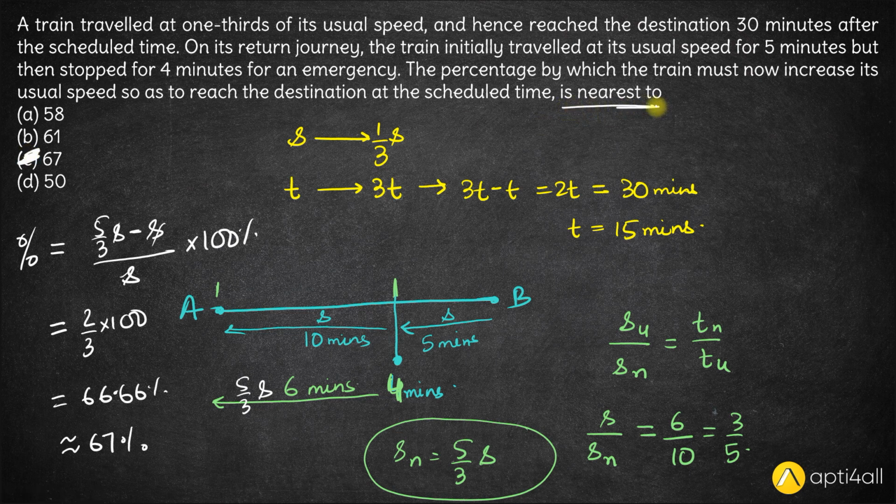We have to give an answer which is nearest to. So 66.66% is nearest to 67% out of the given options.